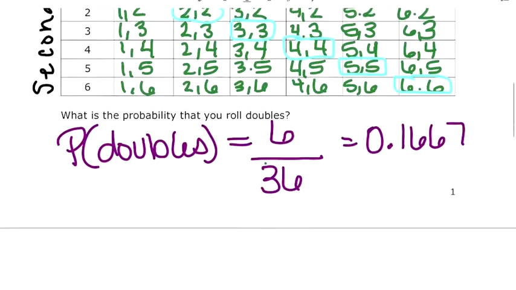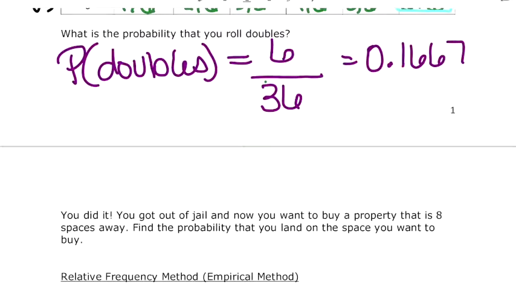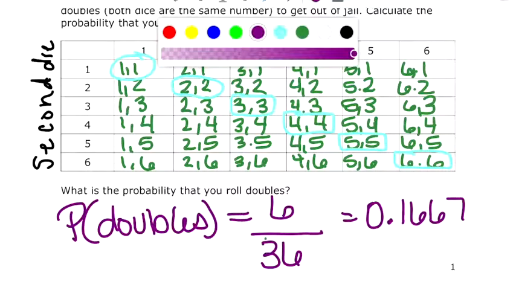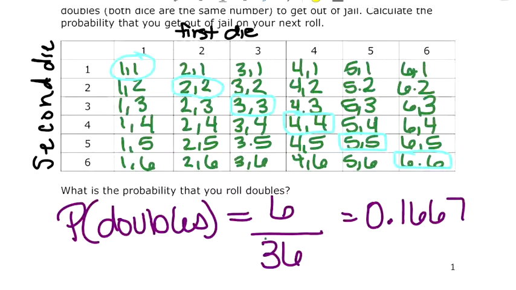Okay, so now we did it, we got out of jail. So we want to buy a property that is 8 spaces away. So we need to find now the probability that we land on the space that is 8 spaces away on this turn. So I'm going to come back up to all of my different combinations, and now I want to find all of the ones where if I add the dice numbers together, I get 8. So for example, this first one, 2 and 6, I can add those together and it gives me 8. 3 and 5, 4 and 4, 5 and 3, 6 and 2. Those all give me a sum of 8, which is what I need because the space is 8 spaces away.